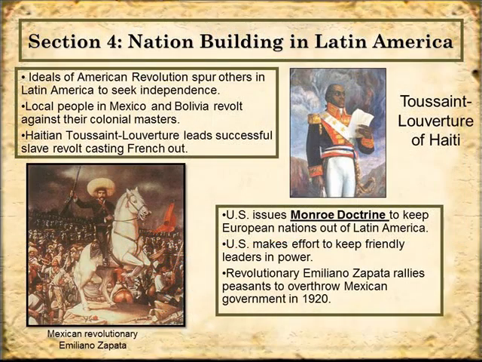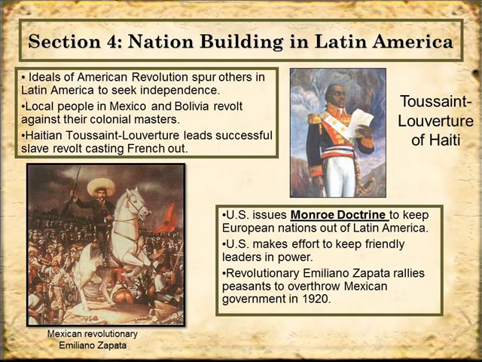If you look at this particular slide, you can see some of the individuals just discussed. Ideals of the American Revolution spur others in Latin America to seek independence. The local people of Mexico and Bolivia revolt against their colonial masters. And then, of course, the Haitian revolt against their leaders from France.